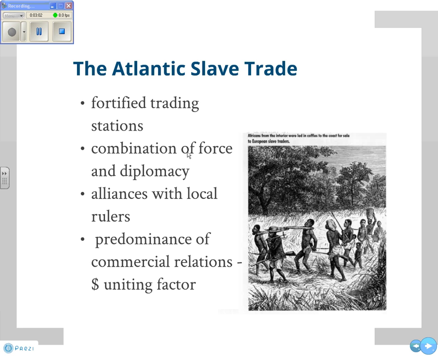Number two, they use a combination of force and diplomacy. There are not enough Europeans to force the Africans to do slave trading. So occasionally they use force, like fortifications and things like that. But a lot of it's diplomacy and money. Number three, they establish alliances with local rulers. They say, hey, we'll make you rich, you make us rich, it'll be a good deal. And really, predominantly the interactions between Europeans and Africans is one of money. Money's the uniting factor. They want commercial relations.